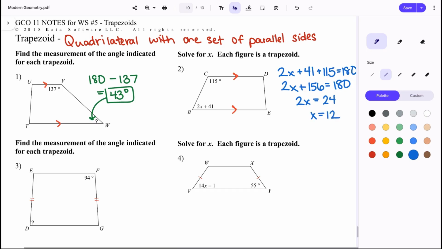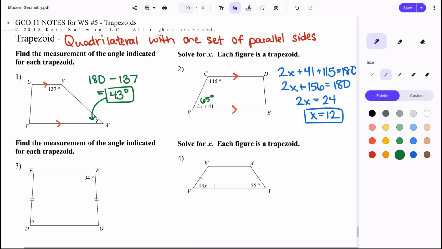Okay, you should have added your 41 and 115 first and got 156, and then you subtract that from 180. That leaves you with 24. Divide by 2, you get 12. Now, if you wanted to double check your answer here, if you plug 12 in, so you take 2 times 12 and you add 41, that should be 65. And then if you add 115 plus 65, that should be 180.